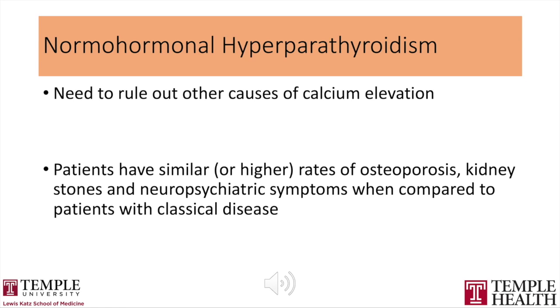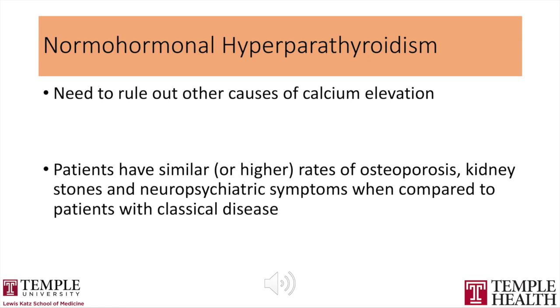Now, there is no one cutoff that everyone uses to diagnose primary hyperparathyroidism or normohormonal disease. A lot of people will use a parathyroid hormone level of roughly 20. When presented with a patient who has elevated calcium and a high normal or non-suppressed parathyroid hormone level, you do need to rule out other causes of calcium elevation, like thiazides, lithium, calcium supplementation, or FHH.